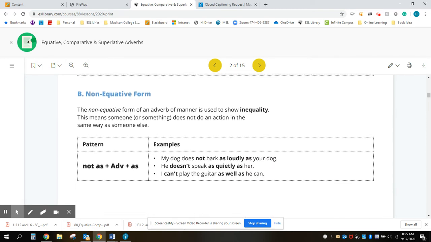Of course, sometimes we want to show that two things are not equal. In this case, we call it the non-equative form, and it's used to show inequality. And the pattern is not as plus adverb plus as. So my dog does not bark as loudly as yours. That means your dog is louder than my dog. Being a teacher does not pay as well as being a doctor.